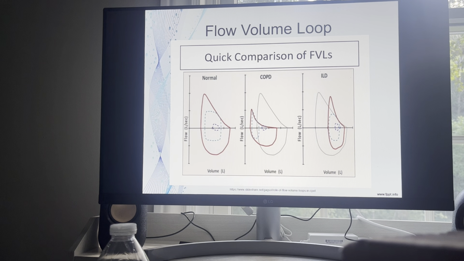And then the third one, interstitial lung disease, that's a type of restrictive lung disease. Notice how it's narrowed. Less air in means less air out. It's narrowed, it's peaked. This one has a little bit of concavity, but not to the extent of obstruction.